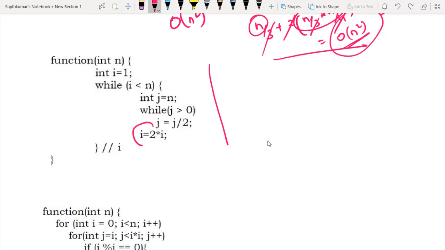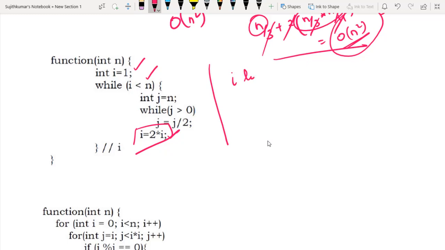Okay, so you can see the increment here: I equals 2 into I, right? Of course, there is an inner loop here, but for the outer loop, I is the counter variable. So you have to look at the increment here. Declaration is here, condition is here, and decrement statement is here. Here it is 2 into I.